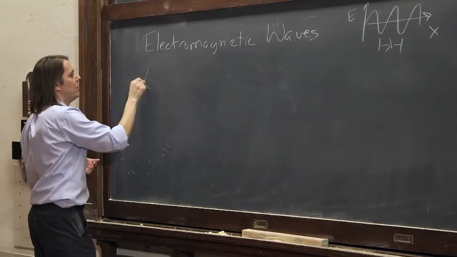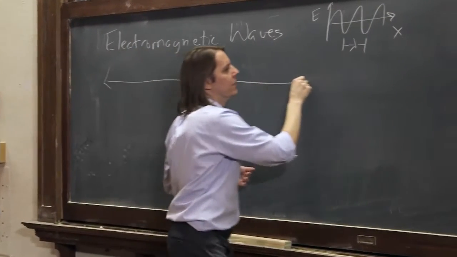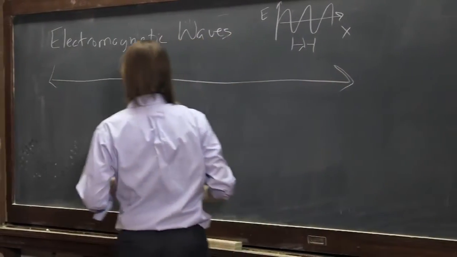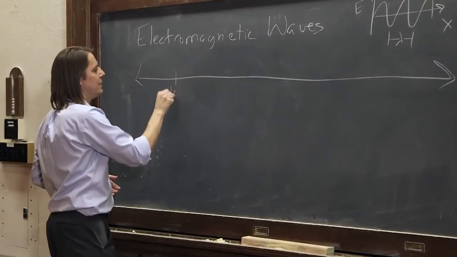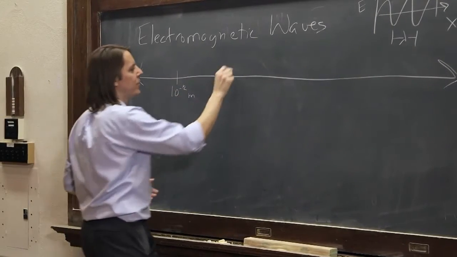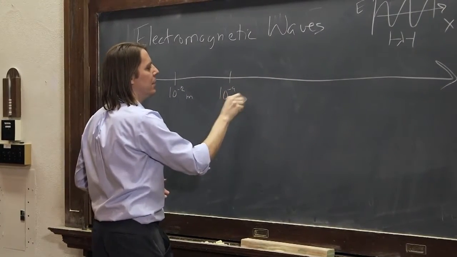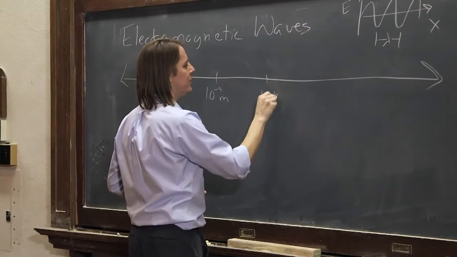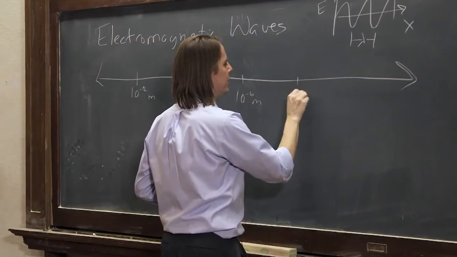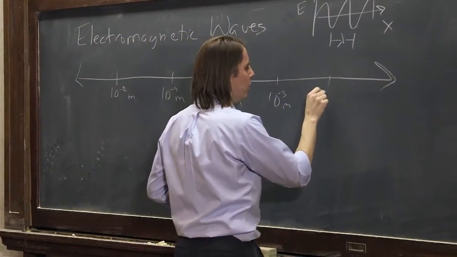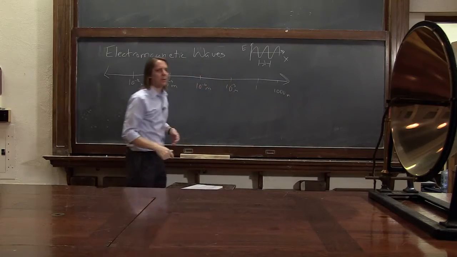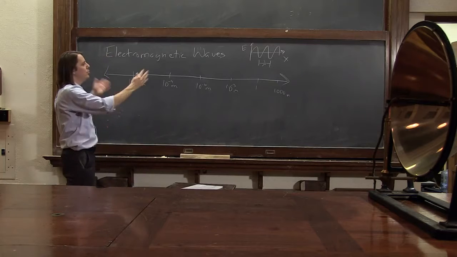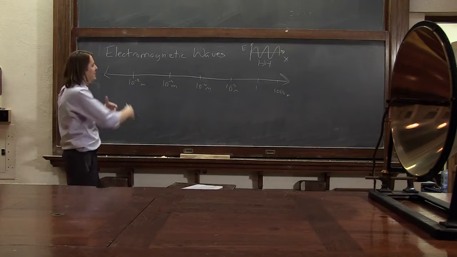Basically, just plot them all versus wavelength and identify them. So we can start way down here. A lot of them have short wavelengths: 10 to the minus 12 meters, 10 to the minus 9 meters, 10 to the minus 6 meters, 10 to the minus 3 meters, 1 meter, 1,000 meters. Electromagnetic waves have been observed at this huge range of wavelengths. And that's why they seem very different.